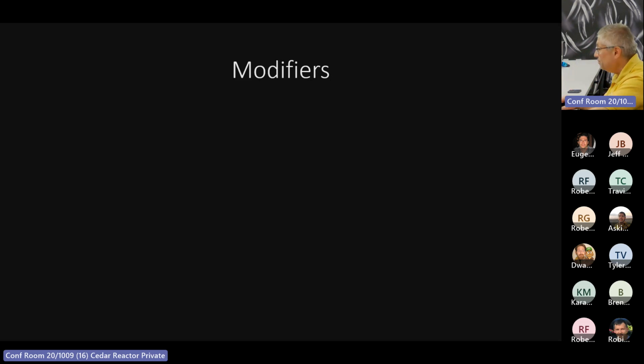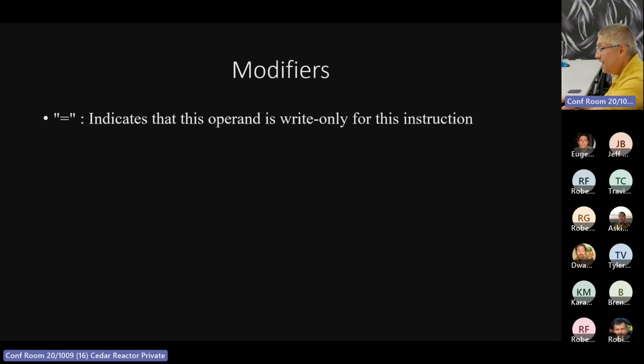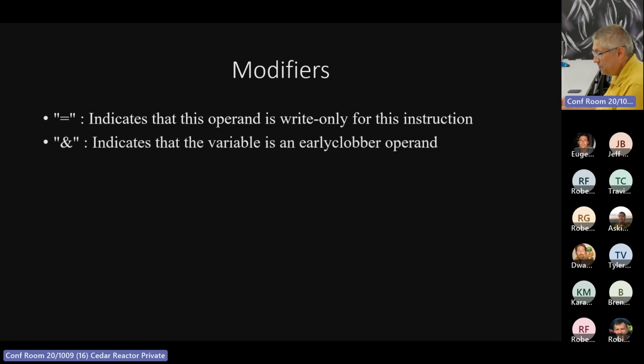So there's different modifiers. Now we're going into the output, input, and clobbers section. We're going to first discuss some of the modifiers that you'll see, especially with the output, but you may see this on the input side. And that is, you'll see an equal sign, and that indicates that the operand is write only for this instruction. So when you see the equal sign, you'll say, oh, this variable will be written to during the assembly execution.